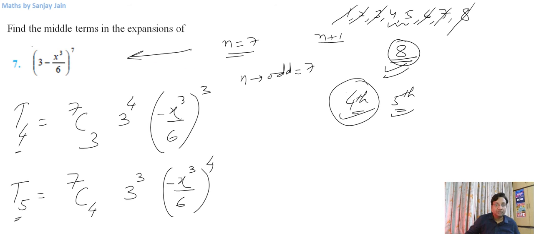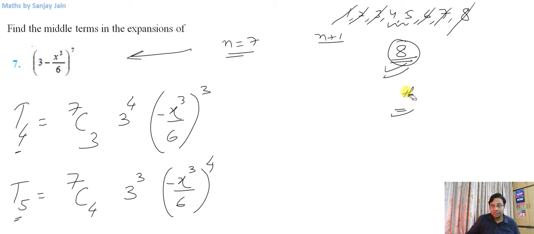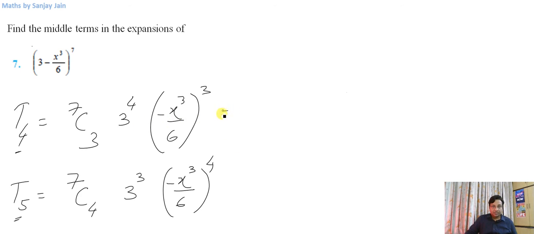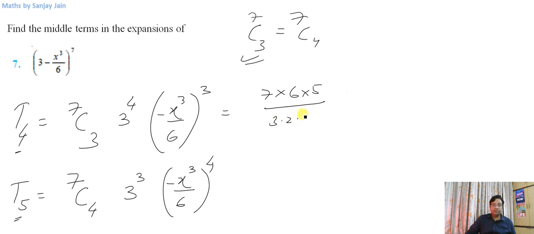So these two terms you need to calculate. Let me see if I can help you in simplifying this calculation a little bit. Otherwise, this calculation is your responsibility. In this chapter, I see there are lengthy calculations, and I expect you to do these calculations yourself. So let us see. If we are able to calculate 7C3, then 7C4 will be equal to this. 7C3 and 7C4 are equal, so we need to calculate only one of these.